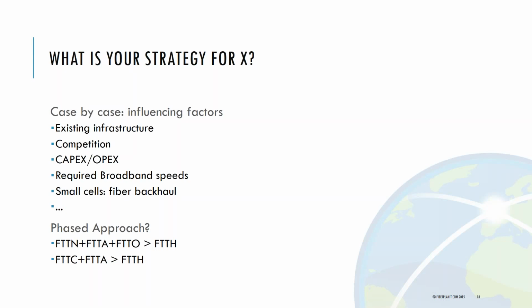Also, what is the market demand for broadband today? Are people willing to pay more for a certain speed? And for example, what's the status of the deployment of small mobile cells, and do we need a fiber backhaul for those? So you can think of different approaches. For example, go with a fiber to the node plus antenna plus offices, and then migrate after that to the home. Or, for example, go with fiber to the cabinet and to the antenna with a next step to go to fiber to the home.